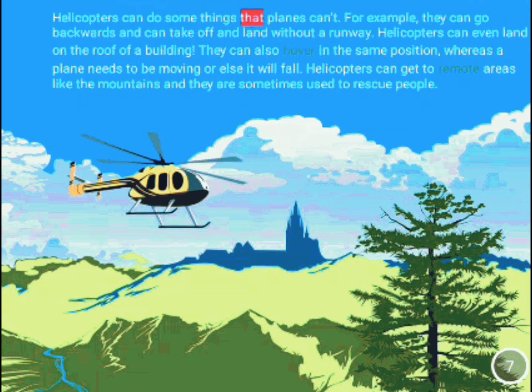Helicopters can do some things that planes can't. For example, they can go backwards and can take off and land without a runway. Helicopters can even land on the roof of a building. They can also hover in the same position, whereas a plane needs to be moving or else it will fall. Helicopters can get to remote areas like the mountains, and they are sometimes used to rescue people.